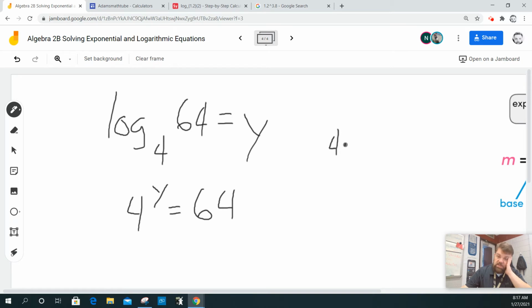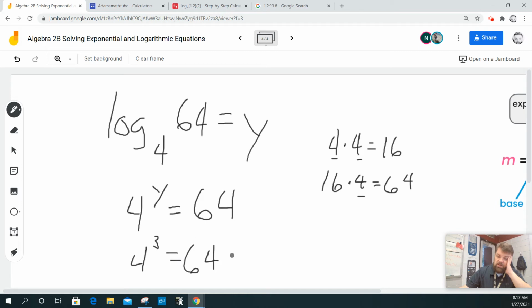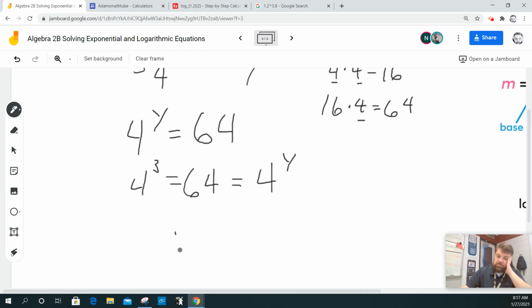So 4 times 4 equals 16. 16 times 4 equals 64. So I've got 1, 2, 3 fours. So 4 to the third power is equal to 64, which is equal to 4 to the y. So then y must equal 3.